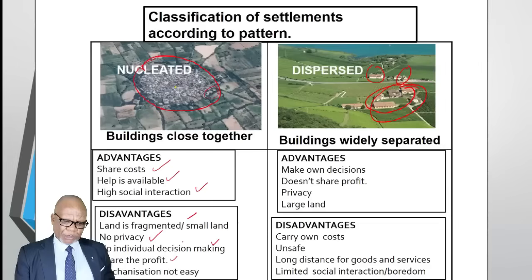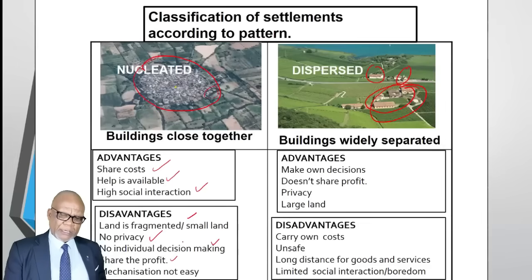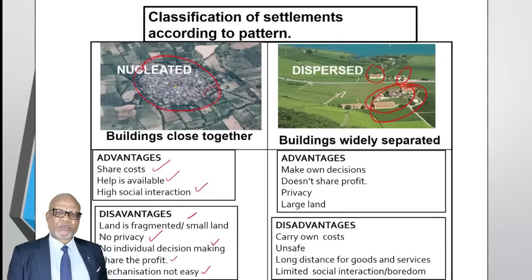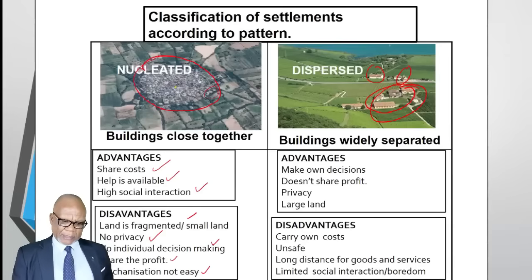After you have contributed, we said the advantage is that you can share costs. But as much as you share cost, it means when the profit comes, you must also share profit. And then mechanization is not easy. Why is mechanization not easy? Because of the small piece of land that farming is done on here.